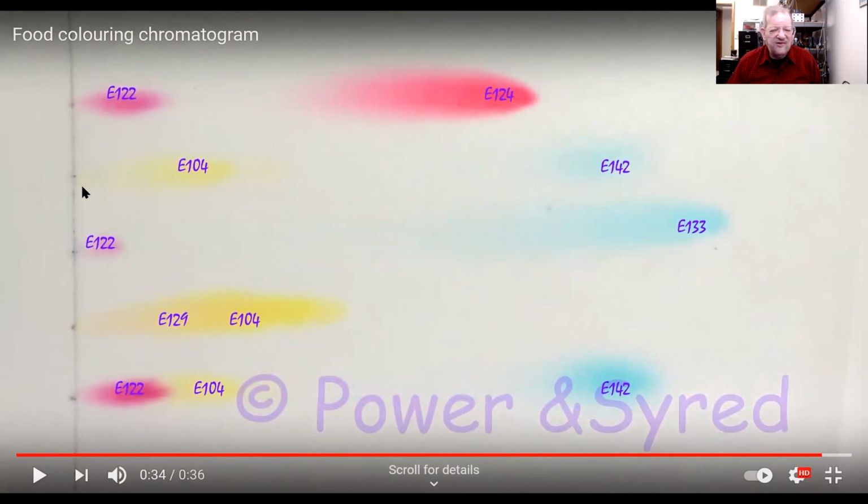Now, let's look at the second sample right here. E104 and E142. Why they use those numbers, I don't know, but they tell you there are two different substances in the dye that was used for the second one. So this would be for the second one, 2 dots. Is it pure? No, because there are two substances.